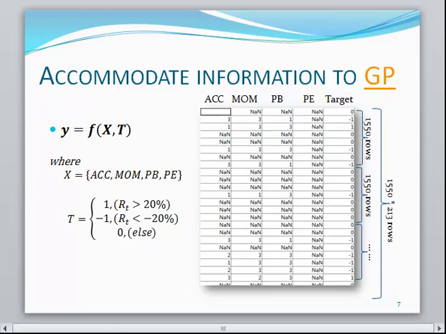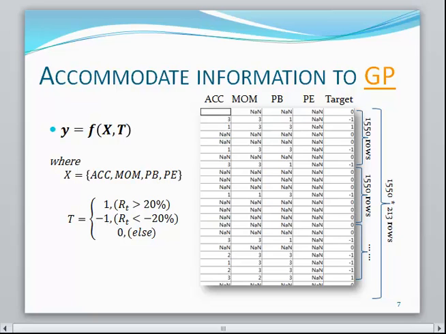In order to accommodate the project information into GP, the original data is converted into a single table shown here. Consequently, the optimization problem is converted into a symbolic function y equals f(x, t). The x is the indicators. The t is the target function. Here t is the function of a portfolio return.